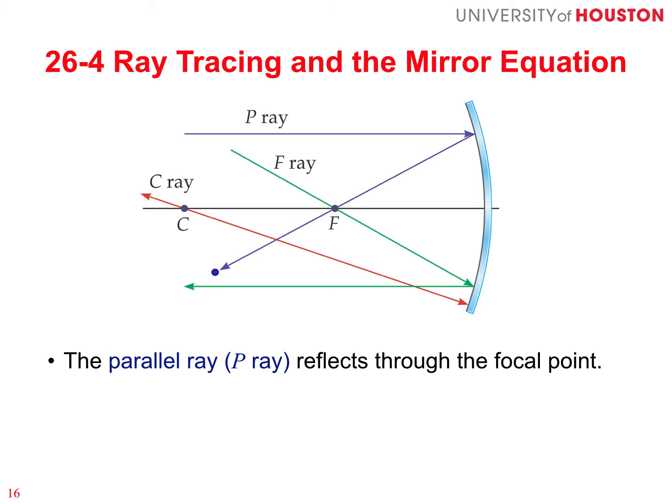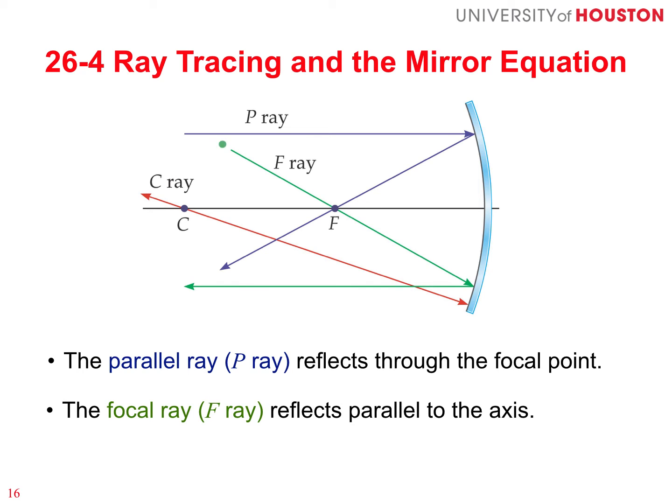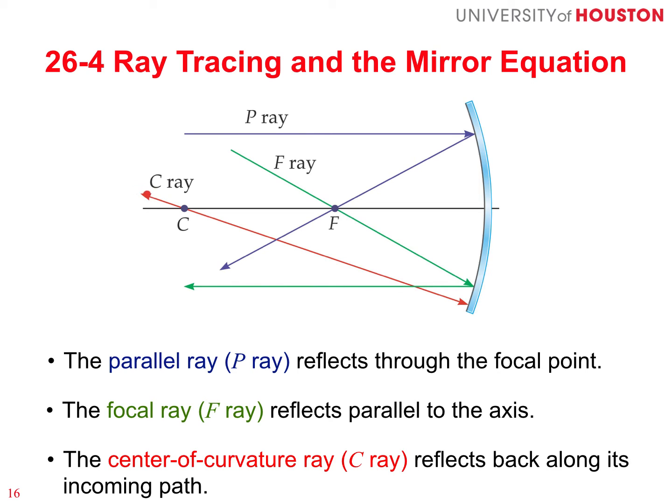The second ray is the F-ray. This travels through the focal point, and when it's reflected, it moves in a parallel direction in relation to the principal axis. The third ray is the C-ray. This travels through the center of curvature, hits the mirror, and then comes back in exactly the same path that it traveled before it hit the mirror.